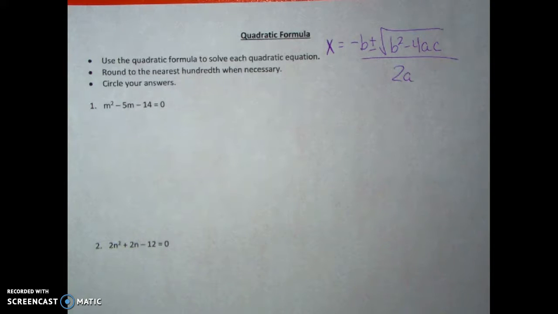Okay, this is your homework from last night where you had to use the quadratic formula to solve quadratic equations. You had been factoring and using square roots and all that, but now we're going to do the quadratic formula because on some of them you'll get decimals that you can't factor. So let's get into it.